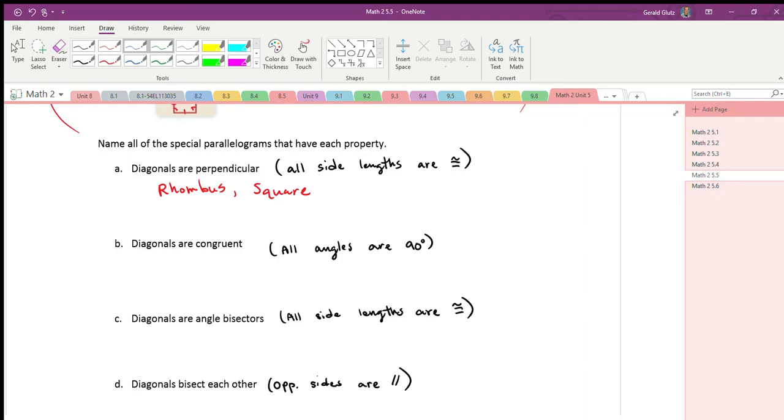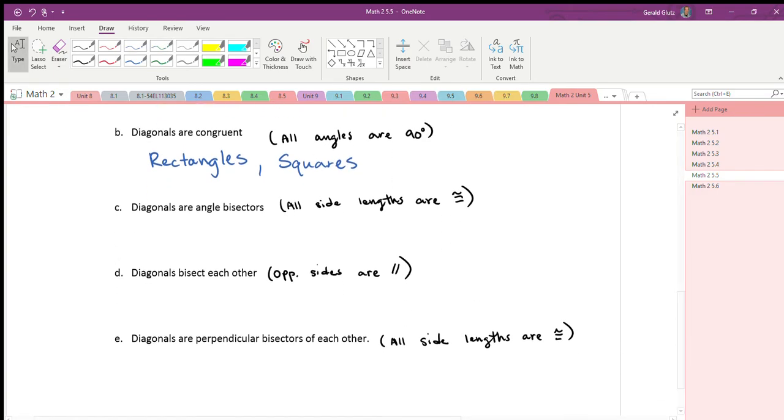For part B, diagonals have to be congruent. So if the diagonals are congruent, the only way that can happen is if all angles are 90 degrees. So the only two shapes we know that have all angles 90 degrees are rectangles and squares. For part C, diagonals are angle bisectors. For the diagonals to be bisecting each angle they touch, that means all side lengths have to be congruent. So the only two shapes that we know that are like that are rhombuses and squares.